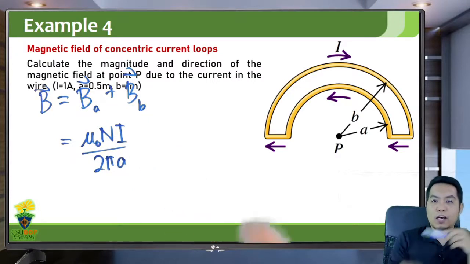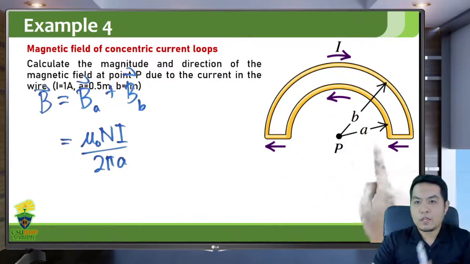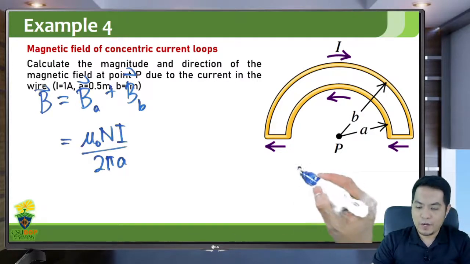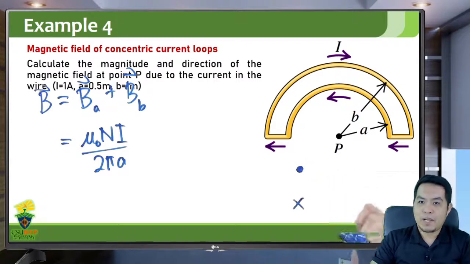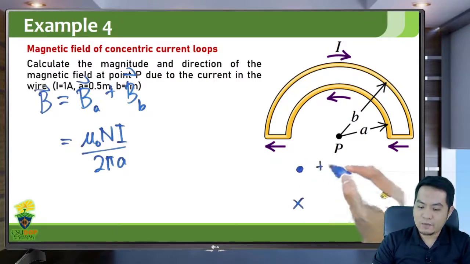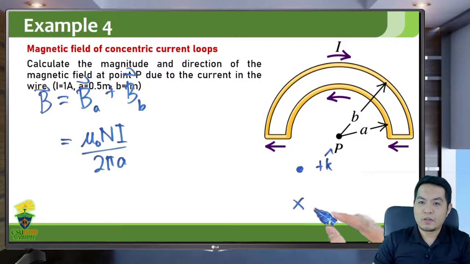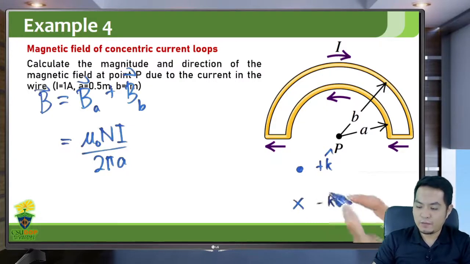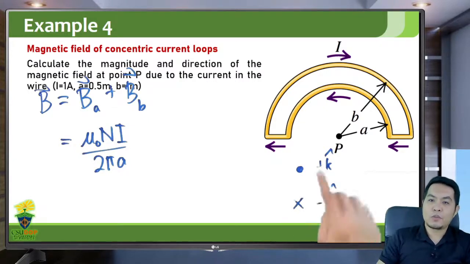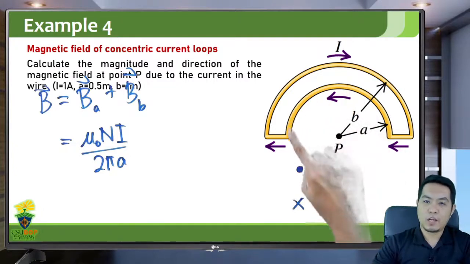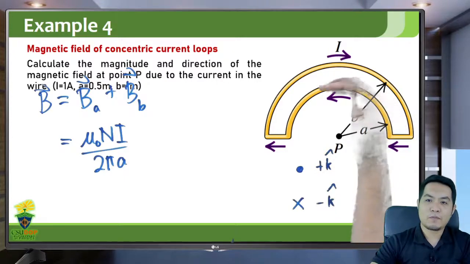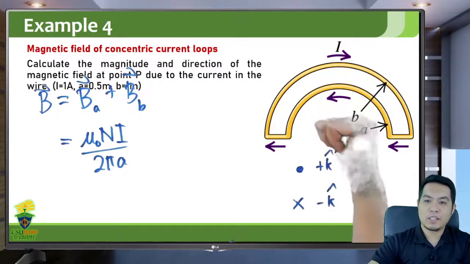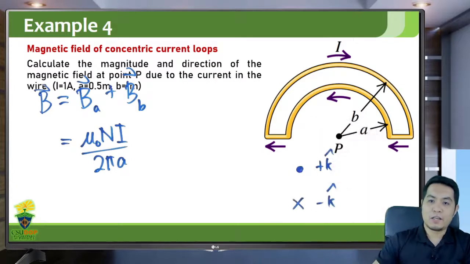So due to the smaller loop, again we will define the magnetic field that is coming out of the page as positive k hat, and the magnetic field that is going into the page as negative k hat. So due to this smaller loop here, loop A, the loop with radius A, current is flowing counterclockwise, meaning the direction of the magnetic field is out of the page, or positive k hat.